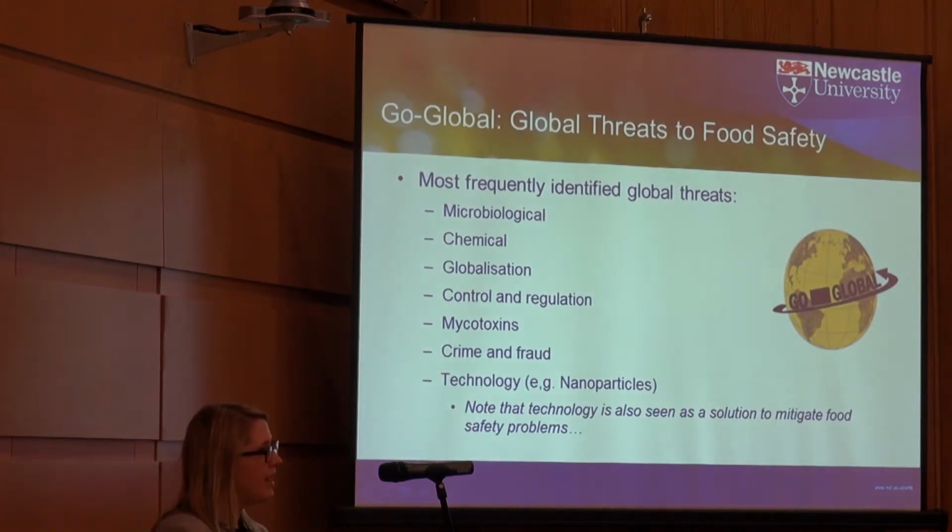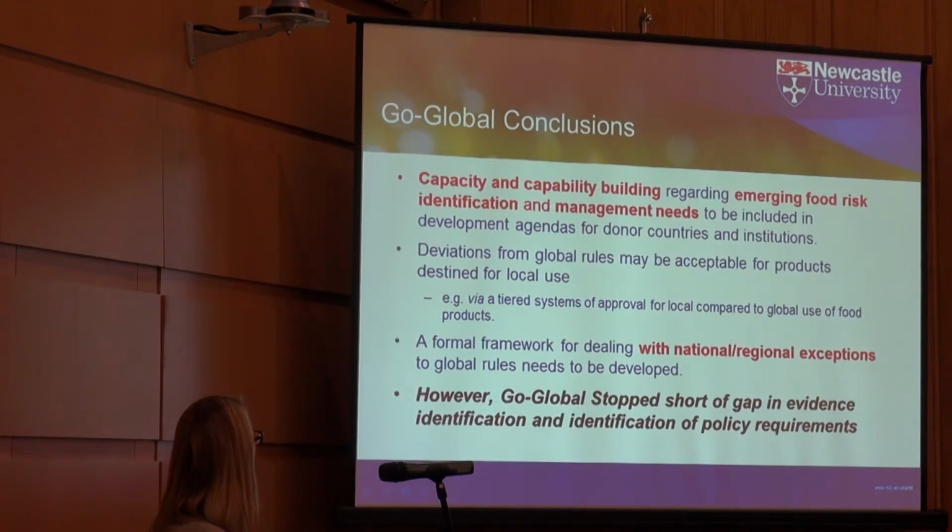So when asked during the Delphi survey in the Go Global project, global experts rated these as the most significant global threats. They were microbiological, they were chemical, relating to globalization of food supply chains, the control and regulation of food supply chains, mycotoxins, and crime and fraud, and also to do with technology. But they also found that technology was also a solution to mitigate food safety problems. That was a mixed response.